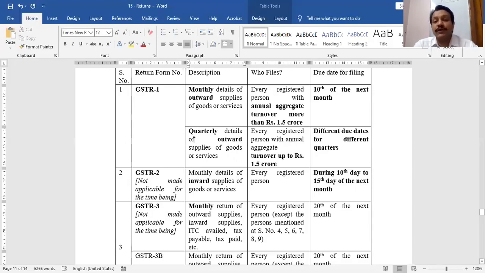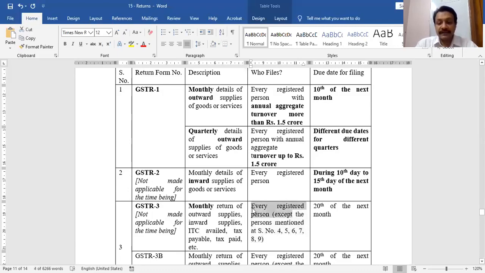It will ask you the details of outward supply, inward supply, tax payable, ITC availed, etc. So much information is required. It is like income tax return forms, which are comprehensive. So GSTR 3 is also a comprehensive form. Every registered person has to fill it.